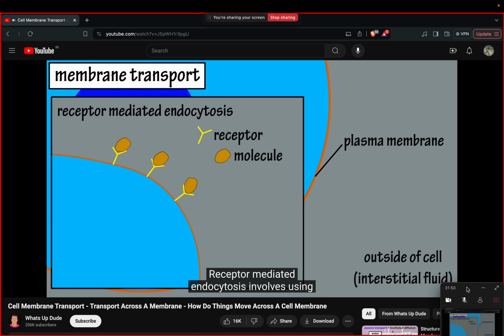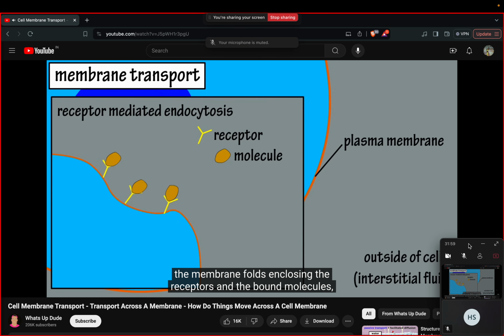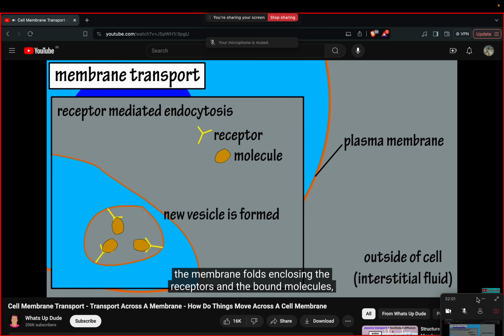Receptor-mediated endocytosis involves using receptors on the outside of the plasma membrane. These receptors bind with molecules in the interstitial fluid, and the membrane folds, enclosing the receptors and the bound molecules, to form a vesicle for transport within the cell.